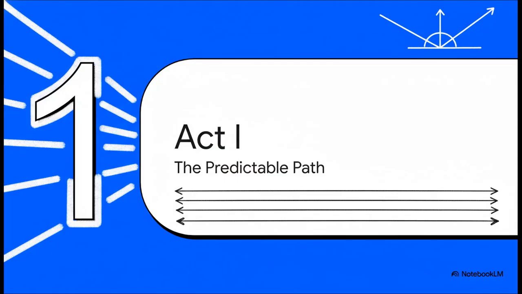Okay, so let's think of this as a story in three parts. Act 1, the predictable path. This is where everything is nice and simple, a world of straight lines and rules that are easy to follow. It's all about how light behaves when it's on a straightforward course.